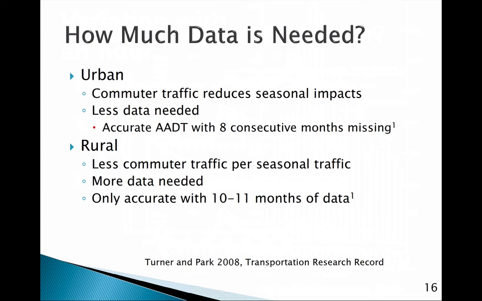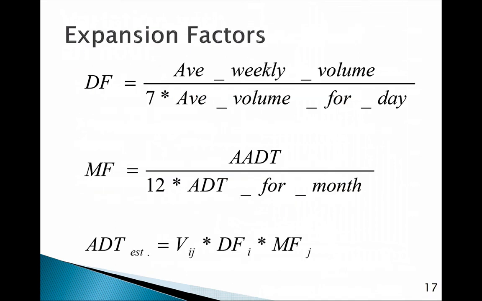So typically if you had daily counts for even 8 months of the year, you can pretty much predict the rest of the year. Rural can be a lot more seasonal. It can be a lot more impacted by weather. It can be impacted by recreational activities. So you're usually looking for a more robust data set because rural is just less consistent.